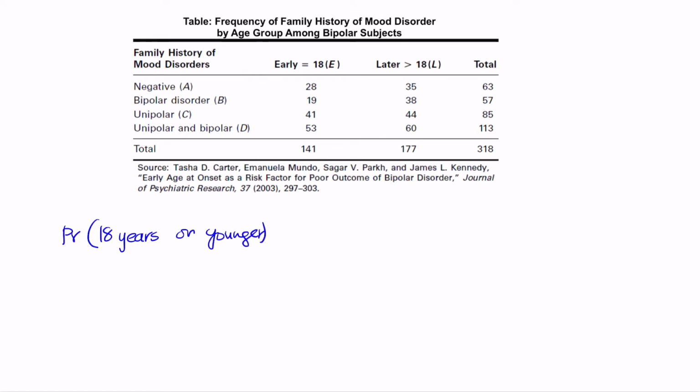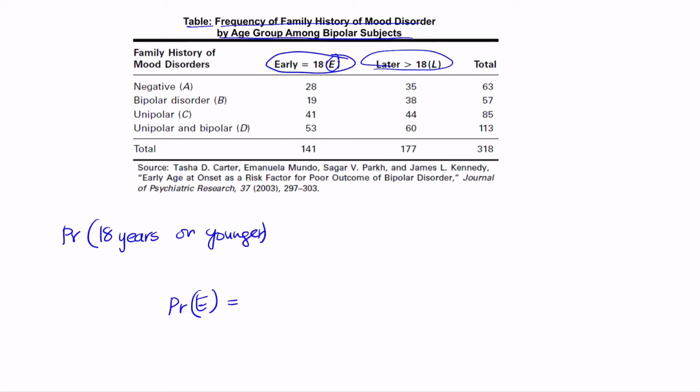So in this data table, they have given you a frequency table: the frequency of family group of mood disorder by age group. The first group is early. Early is 18 or younger. Later is 18 or older. Right. So here they are asking you to find this event E, the probability of the event E.